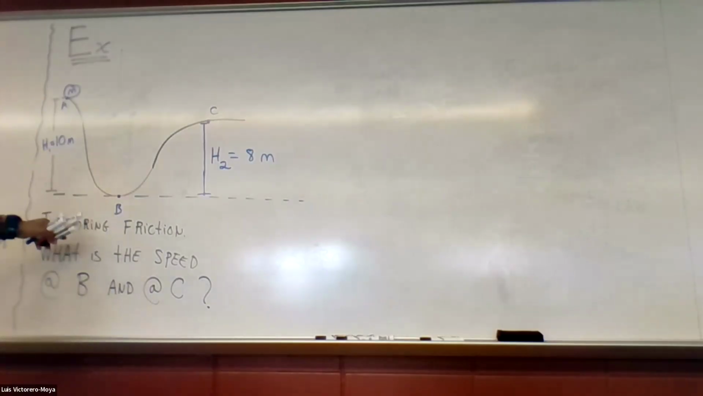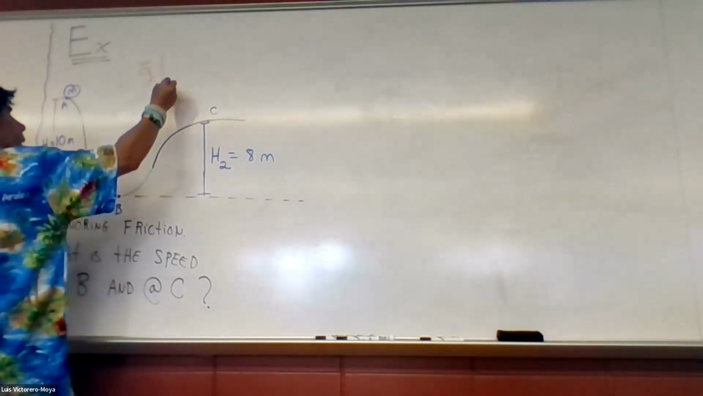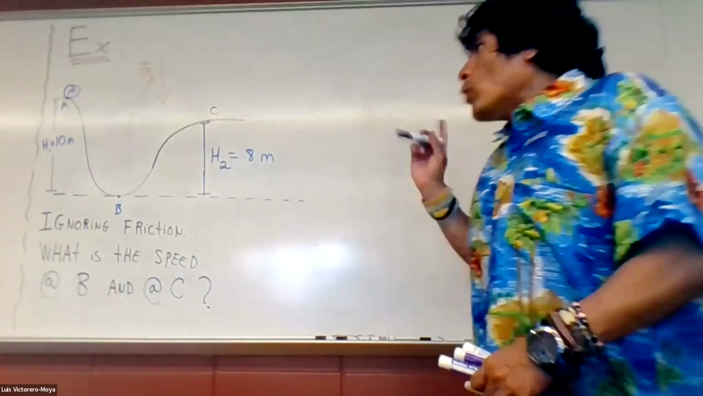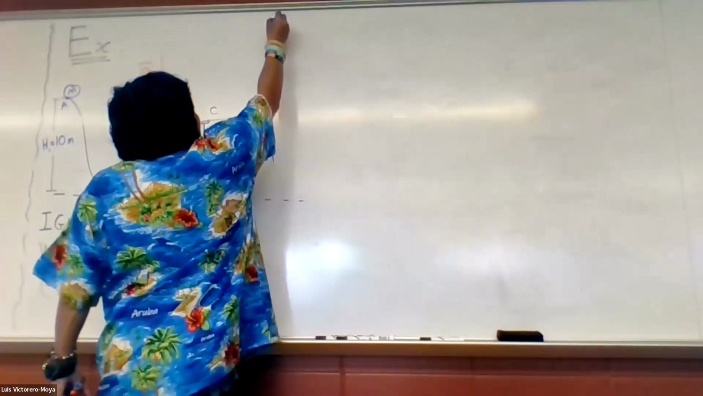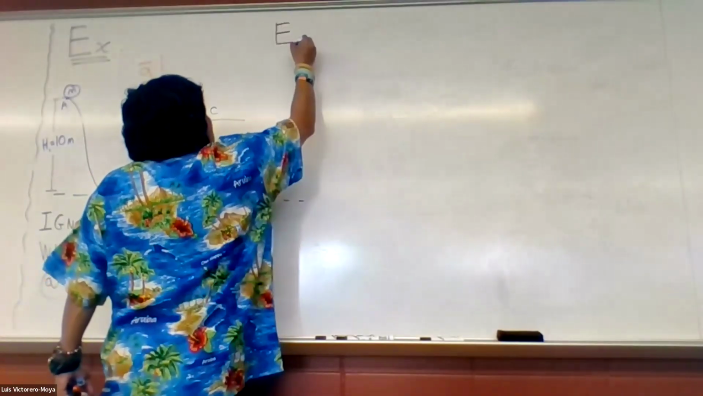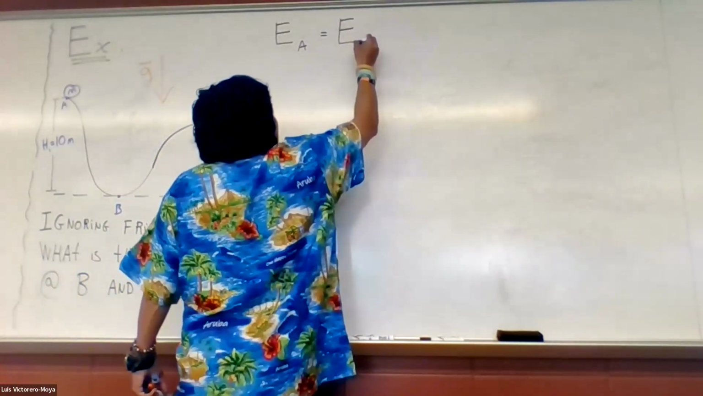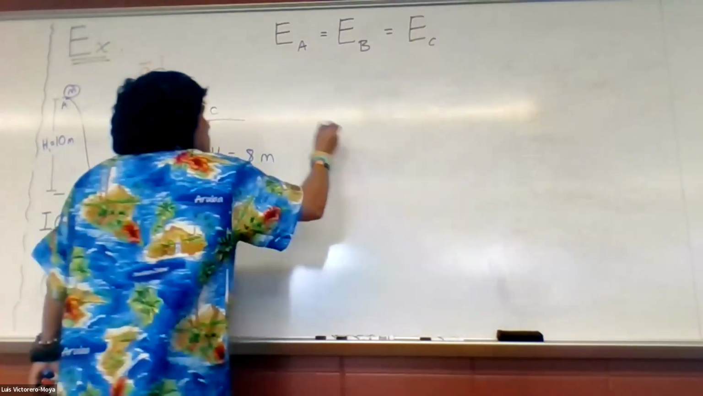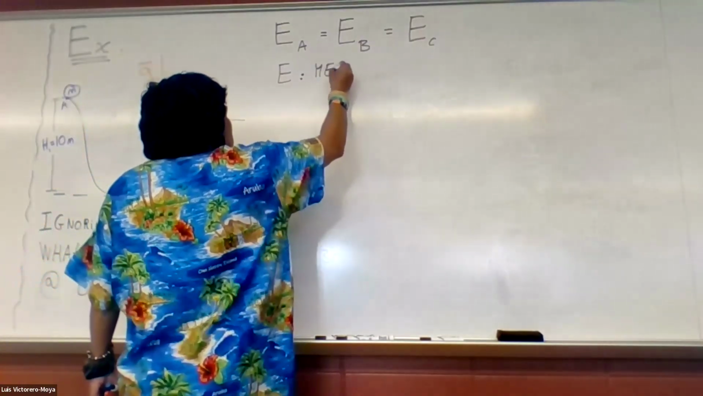So, because we're ignoring friction, and the only force acting is the force of gravity, then we can say that the energy is conserved. So the mechanical energy at A is equal to the mechanical energy at B equal to the mechanical energy at C, right? E is the mechanical energy, which is potential plus kinetic.